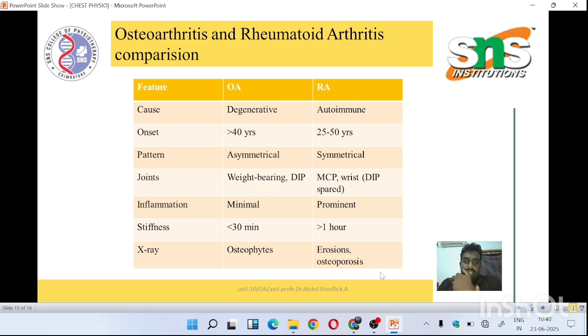What is the comparison of OA and RA? Let's wrap up with a quick comparison. OA: mechanical stress, asymmetrical, and older patients may get affected. RA: autoimmune disorder, symmetrical, with systemic signs and morning stiffness lasting more than 1 hour. These are the common points for OA and RA.